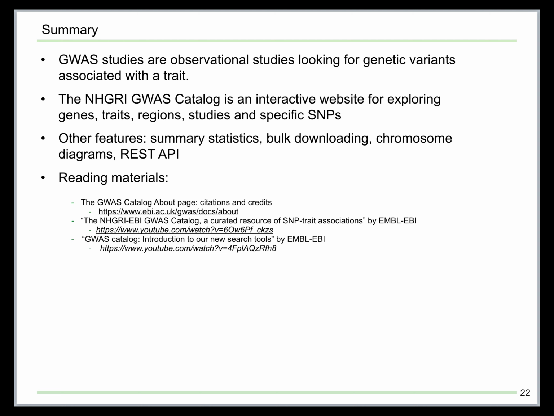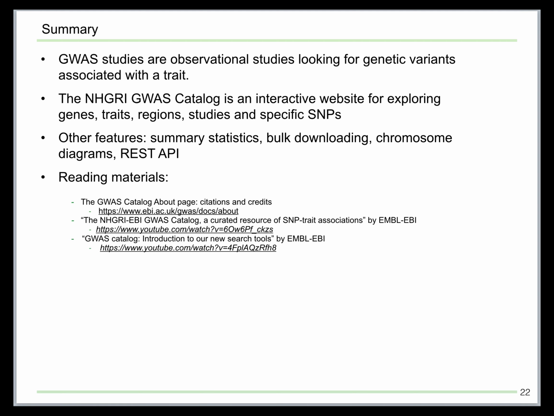To summarize, GWAS studies are observational studies looking for genetic variants associated with a trait, and the NHGRI-EBI GWAS Catalog is an interactive website for exploring genes, traits, regions, studies, and specific SNPs. Other useful features from the NHGRI-EBI GWAS Catalog include summary statistics of all GWAS variants, bulk downloading of the results, chromosome diagram view of all the variants, and programmatic access via REST API.